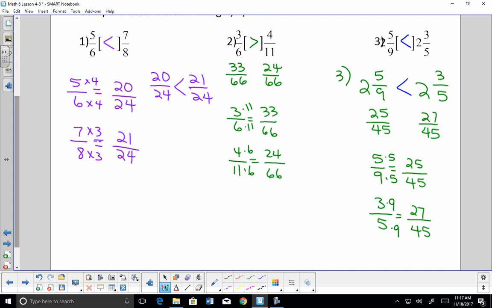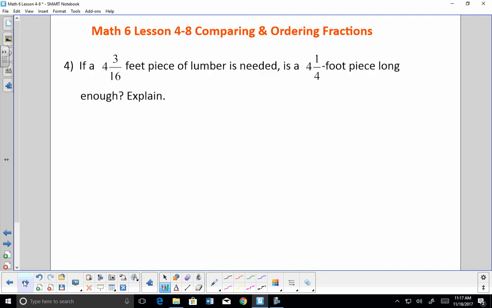Let's look at an application. If a 4 and 3/16 foot piece of lumber is needed, is a 4 1/4 foot piece long enough? Explain. Well, let's figure this out.